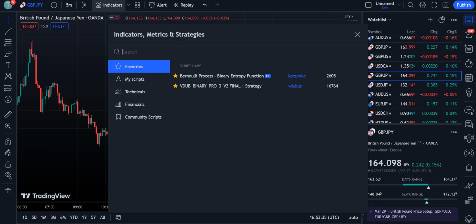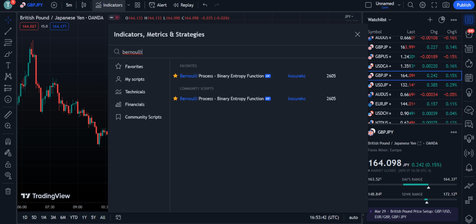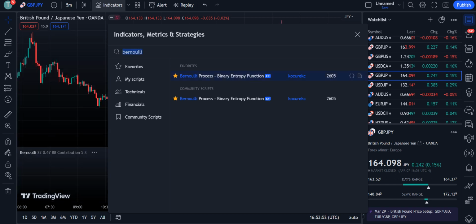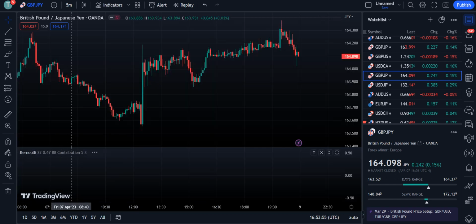The first indicator that I'm going to use here is the Bernoulli process by binary entropy function. This is by Kokurek, and 2605 traders are using this indicator. You have to simply click on it. It will be applied on your chart.